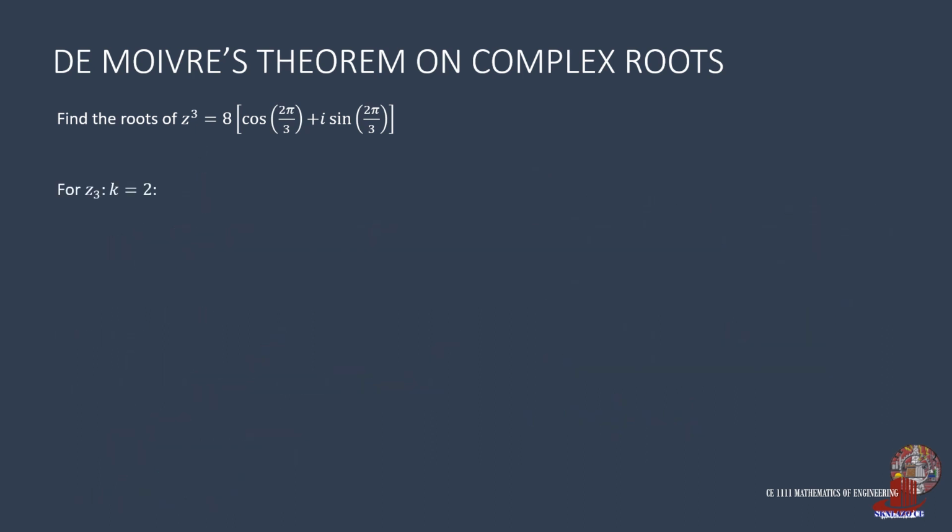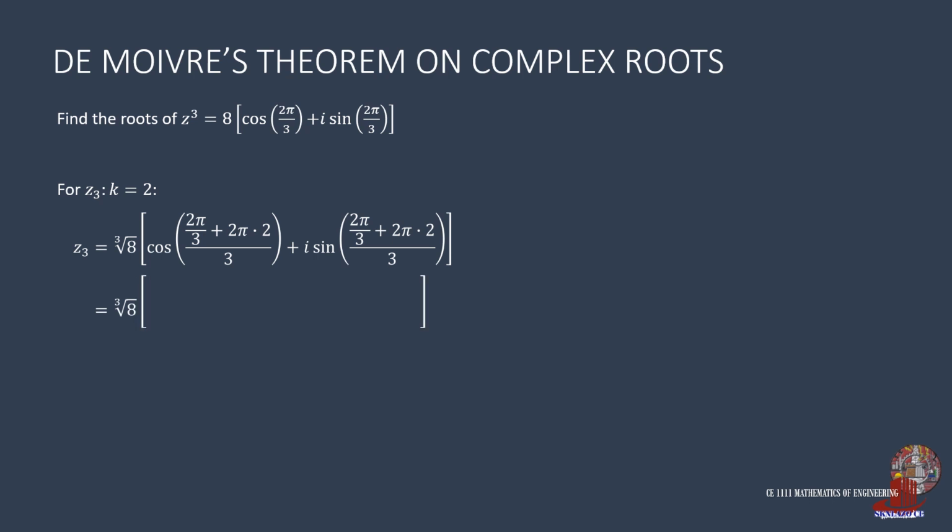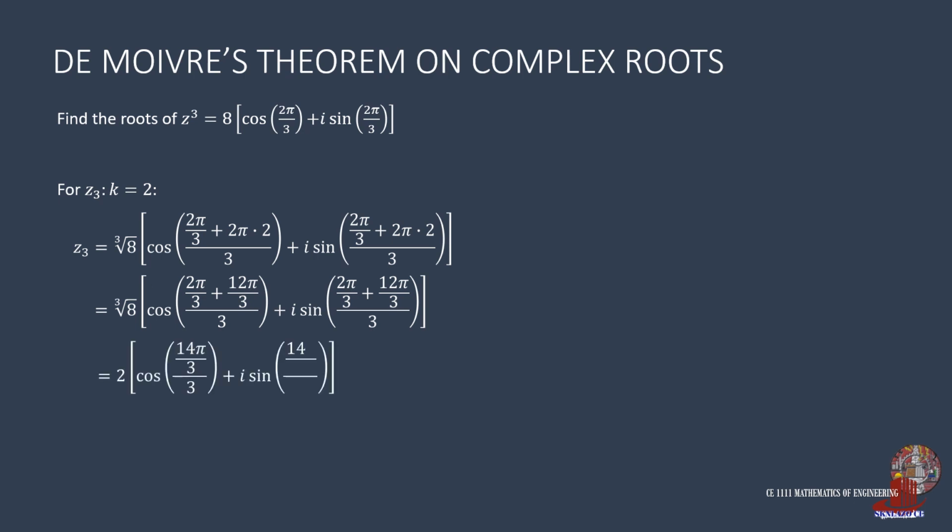The third complex root uses k equal to 2. The equation then becomes the cube root of 8 times cosine of 2/3 pi plus 2 pi times 2 over 3 plus I sine of 2/3 pi plus 2 pi times 2 over 3. 2 pi times 2, which is 4 pi, can be transformed into 12/3 of pi to adapt to the same denominator. Then add theta, which is 2/3 pi.